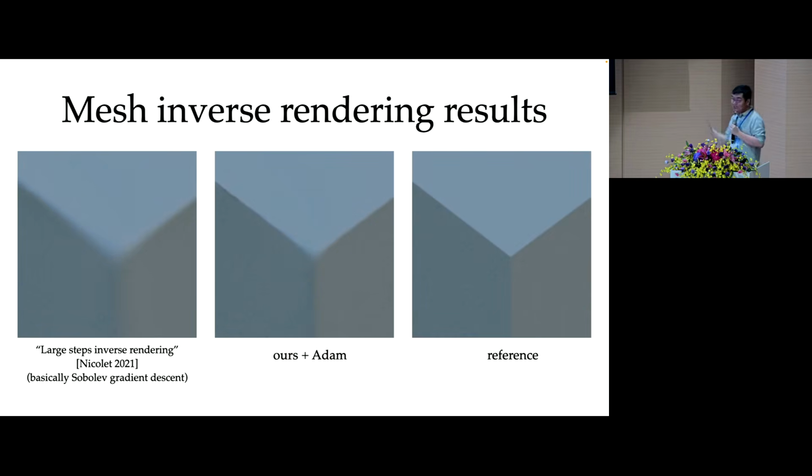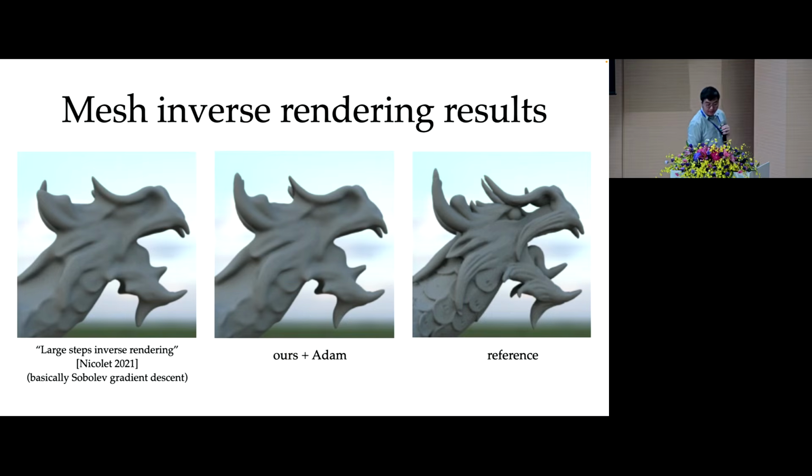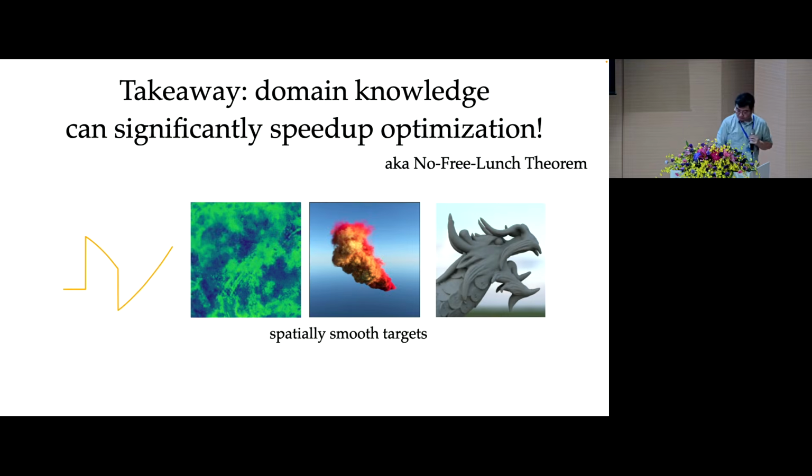And for meshes, it also preserves these sharp edges much better. And also in this case, there are some sharp corners in the face of the dragon, where Sobolev gradient descent doesn't work that well either. So takeaway: domain knowledge can significantly speed up optimization.